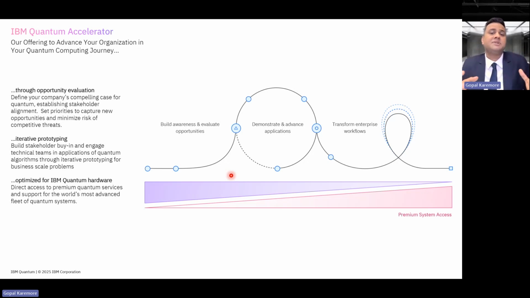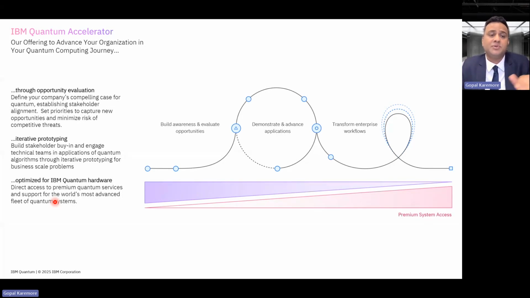We will build awareness within your organization. And the second stage, we will demonstrate with your team an application which would have some kind of advantage to your value chain. And then we will scale that and transform it into the enterprise workflow, so you can really see the industrial application of that effort. So this is a 9-month engagement. It's super fast and very efficient. So please have a look at this one.